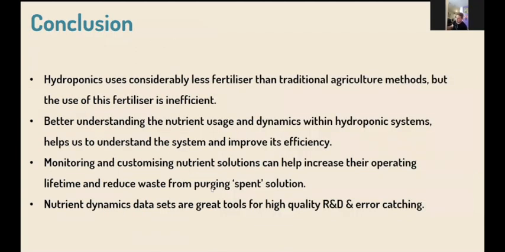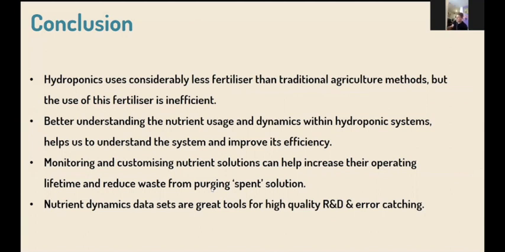So that brings me to the conclusions. As discussed, hydroponics uses considerably less fertilizer than traditional agriculture methods, but our use of fertilizer in these systems, even though we're using less, is still incredibly inefficient and can be improved. We can improve this with better understanding of how we use nutrients in our systems. The dynamics are going to be different in every one, depending on what crops you grow and various variables. Once we understand these systems, it can help us make informed choices in how we go about improving efficiencies within them.